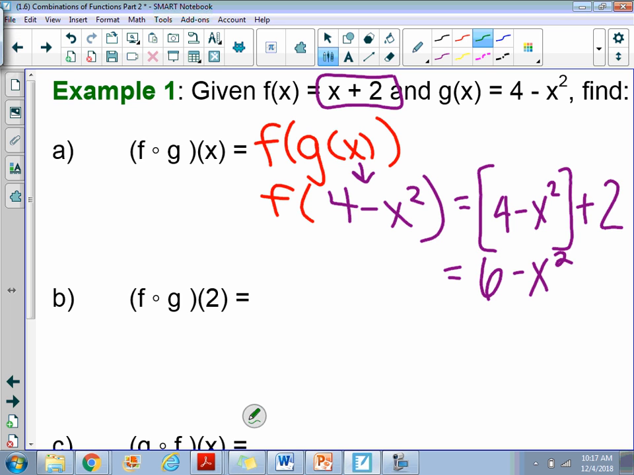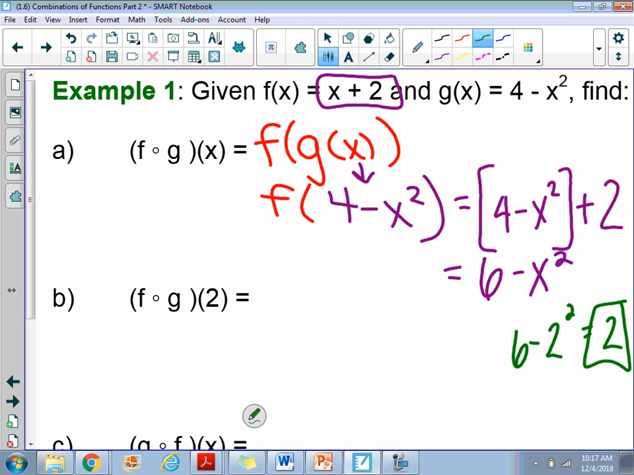Okay? Let's take a function with any function. Now, the next one says F of G of 2. Two ways to solve it. We already know what F of G is. We can plug 2 right in. I'm just going to do that over here. So 6 minus 2 squared, which is 6 minus 4, which is 2.